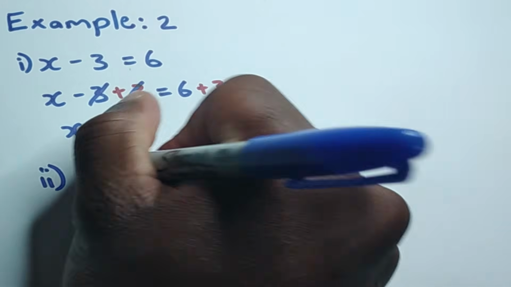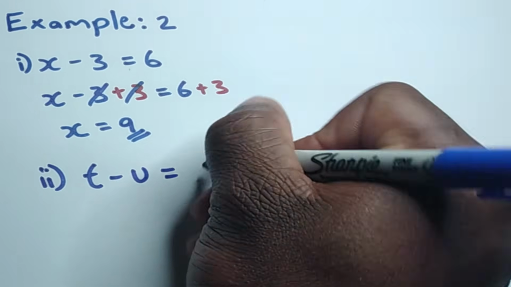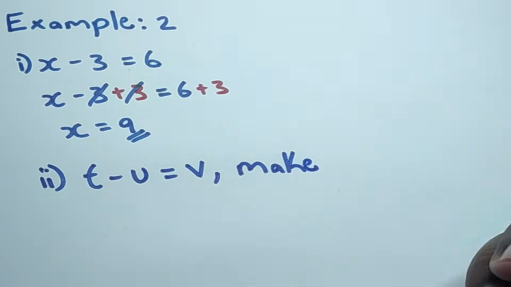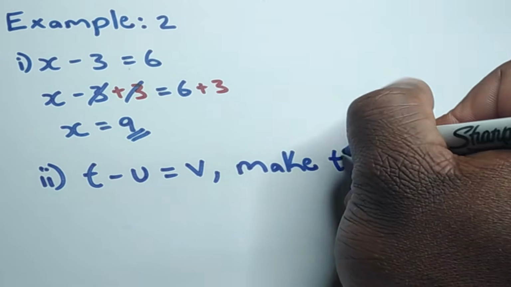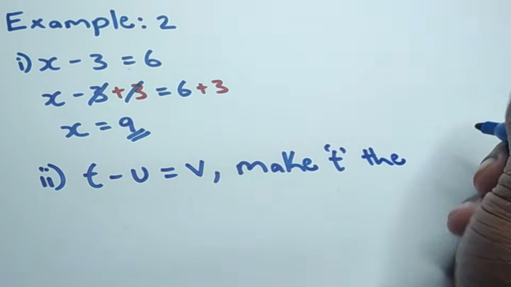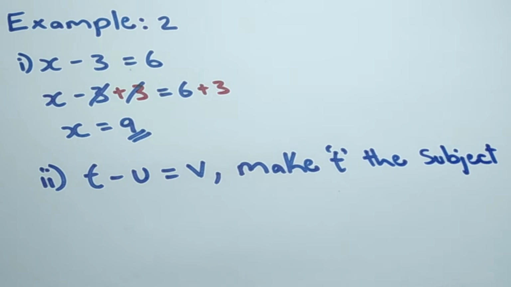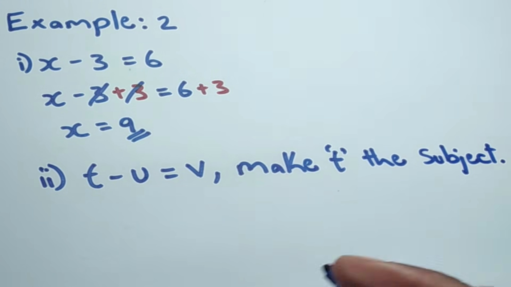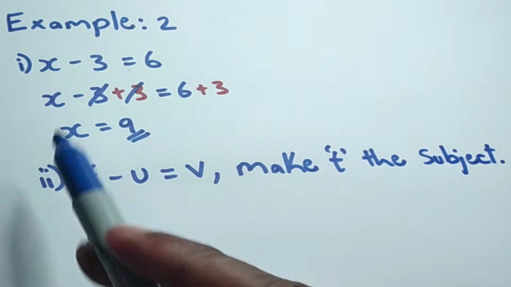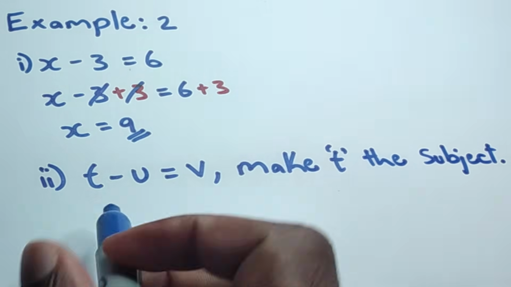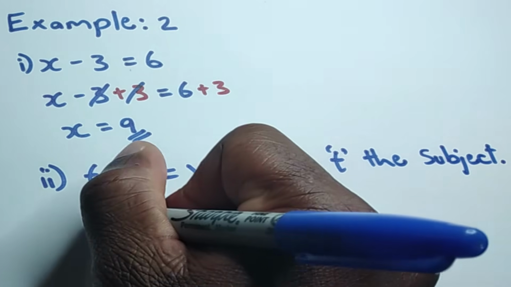So what if we had t minus u is equal to v? Alright, and let's say they want us to make t the subject. Alright, so they want us to make t the subject. So how would we deal with a scenario like this? Again, what we are required to do is to get the t on one side of the equal sign by itself. So what we want to do is to get rid of this minus u from over this side, alright?